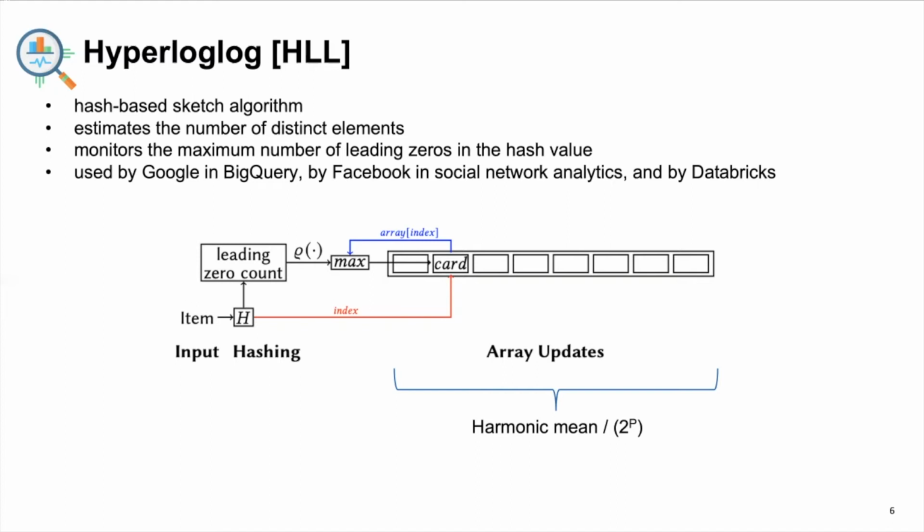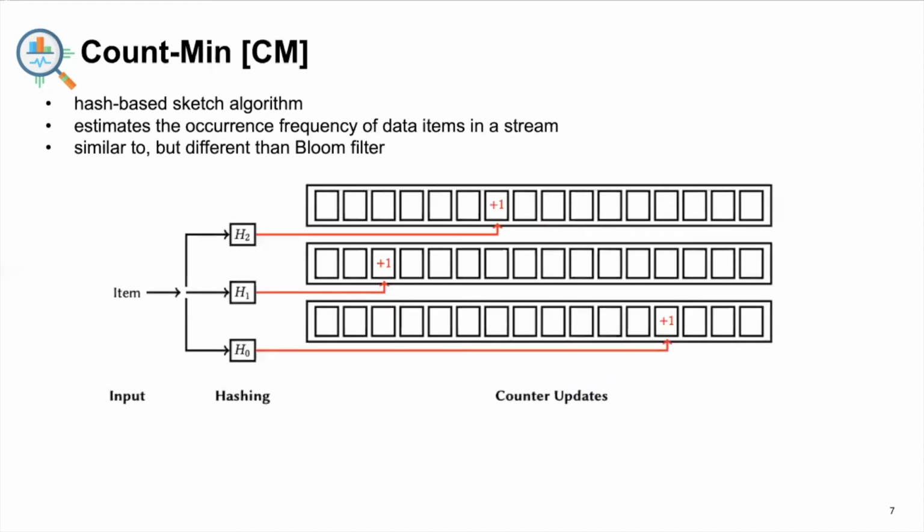Such an error can be overcome by creating an array of partial cardinalities and by computing the overall estimated cardinality as the harmonic mean across all these partial cardinalities normalized by the number of array indices. Count-Min is the second hash-based algorithm that we include in our systems kit, and it estimates the occurrence frequency of data items in a stream.